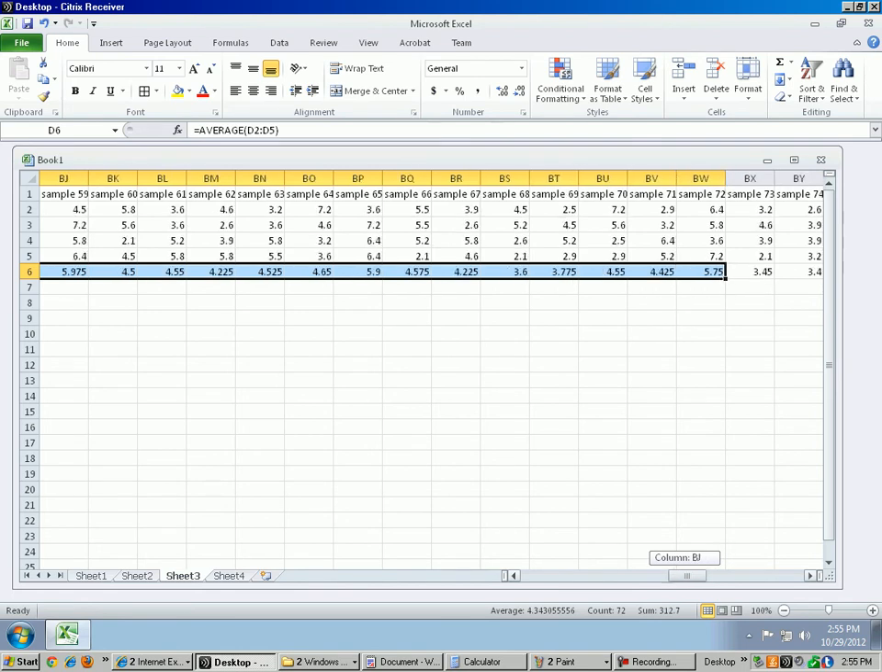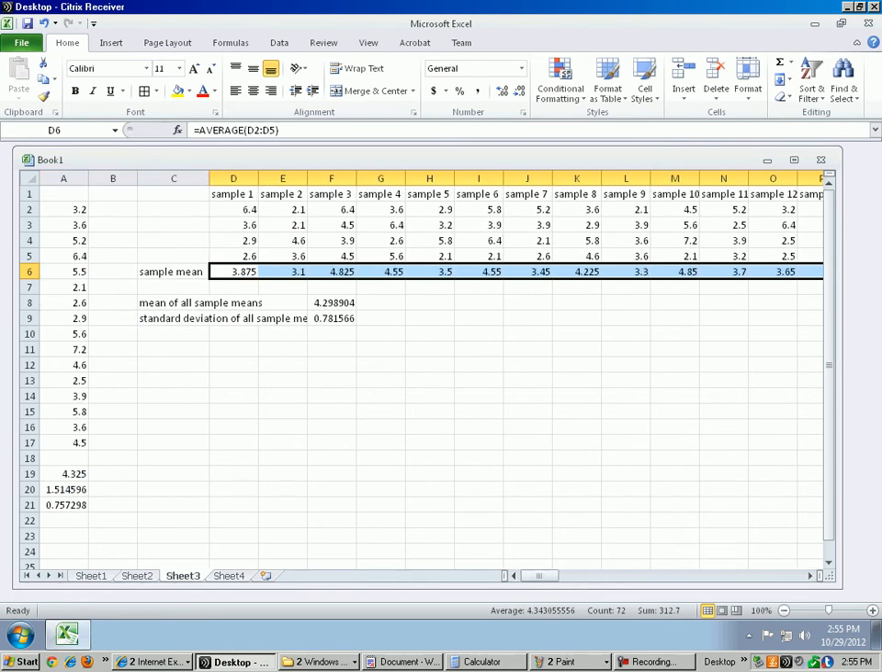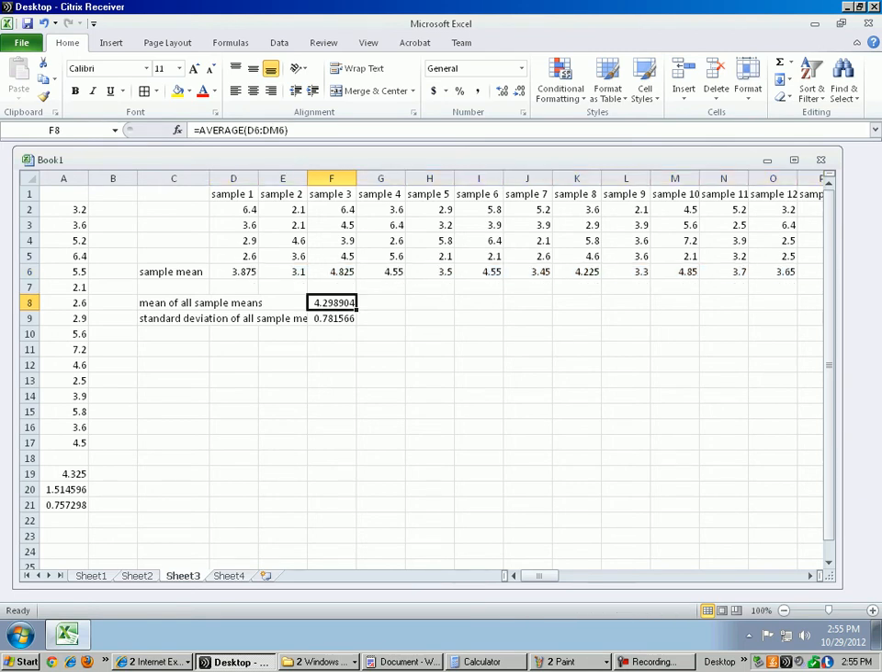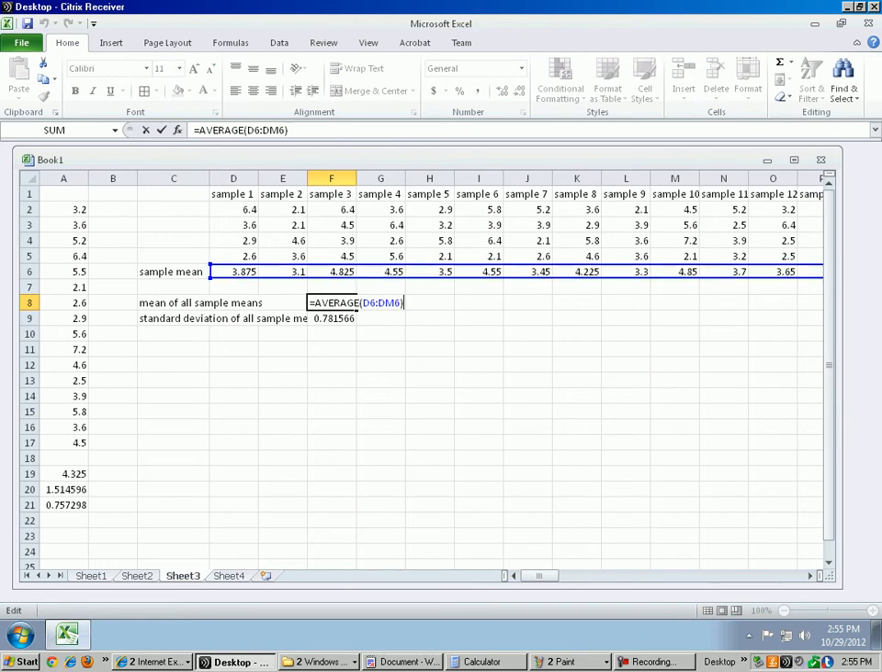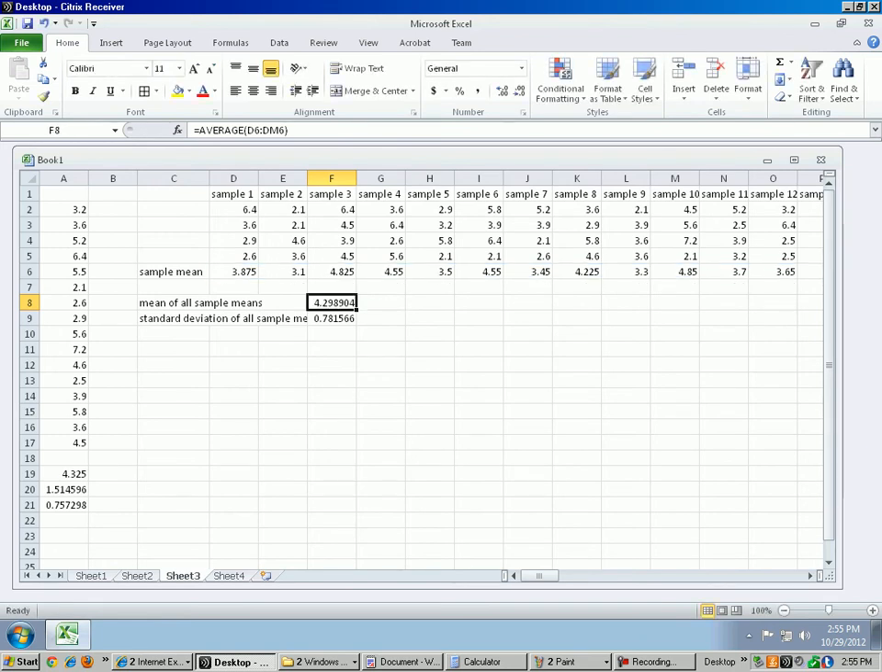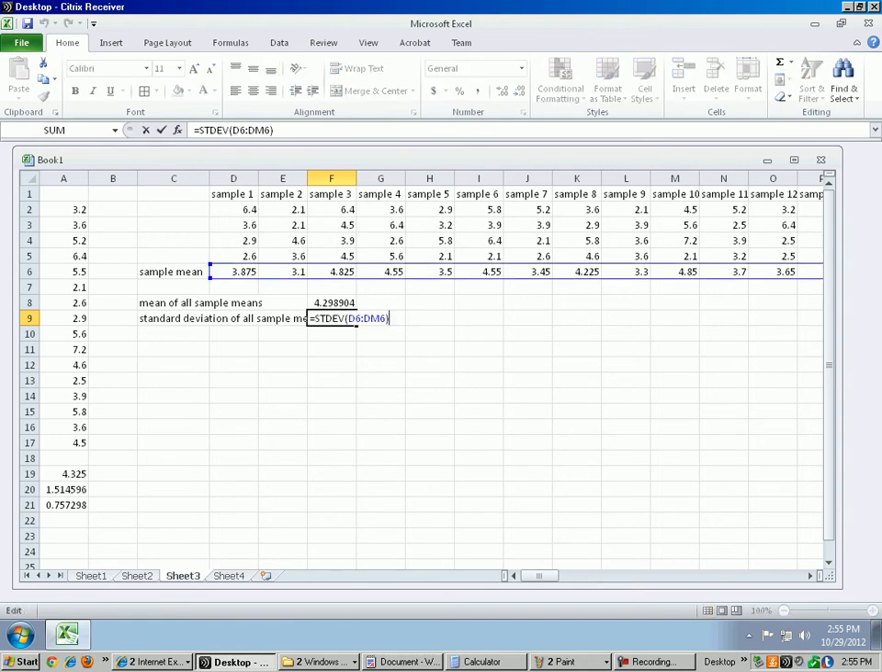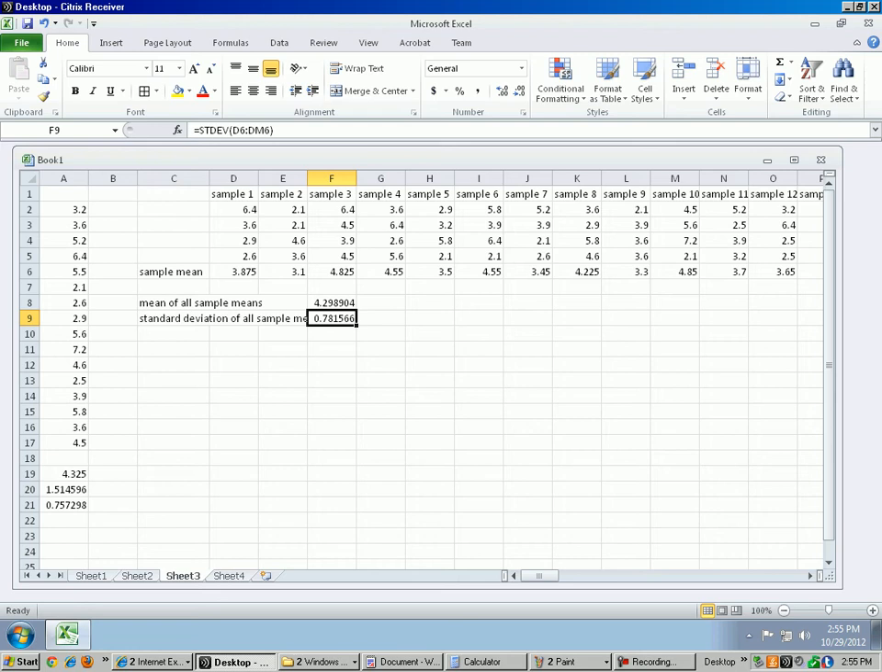I don't know if there are any in the 2 point somethings or not, but we can go ahead and calculate the mean of all the sample means. That's right here. I just did equal sign average of all those sample means, and got 4.29, which is almost identical to our population mean of about 4.3. And here's another one: the standard deviation of all sample means. This is interesting. I got 0.78. That's about half as much as the original population standard deviation.